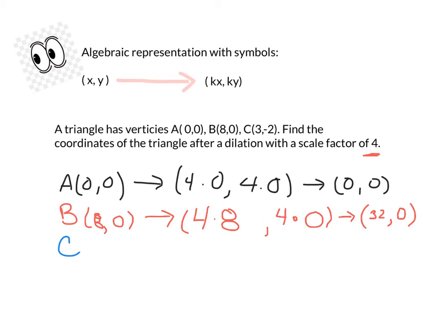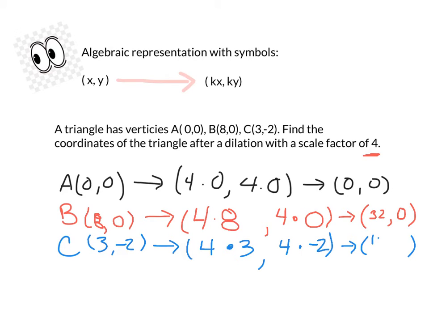Then I'm going to do the same thing for point C. I start at (3, -2). I'm going to multiply each my x and my y by my scale factor of 4. So 4 times 3 and 4 times -2. And my final coordinate for C is (12, -8).